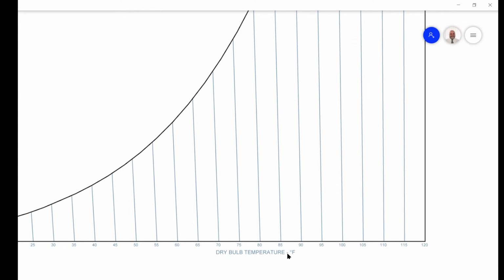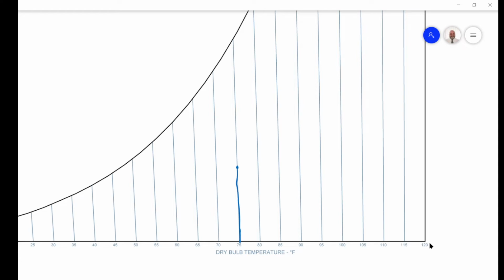Obviously, you can have a psychrometric chart that is drawn in the metric system, but this is drawn in the imperial system. And as you can see, this is going from 20 degrees Fahrenheit to 120 degrees Fahrenheit. If you are at this point, for example, you are measuring a dry bulb temperature, or your regular room temperature, of 75, because of this line coming down to 75 here.